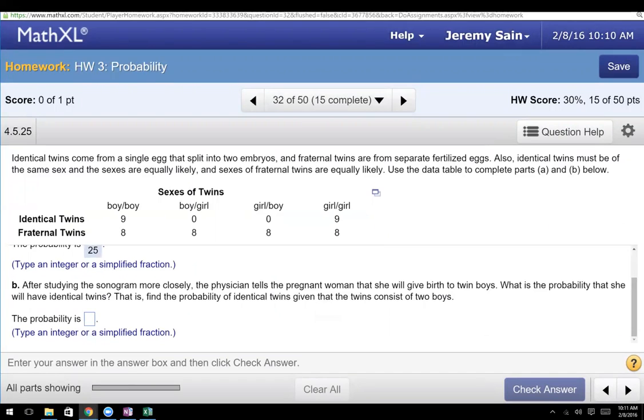Okay, after looking more closely, the physician says, we're going to have twin boys. Now what's the probability they have identical twins? So this is where the conditional part comes in. Before we were looking at all twins, so it's kind of no big deal. But now we know it's boy, boy, so we're definitely in this first column. So if I know I'm in the first column, what's the probability she has identical twins?